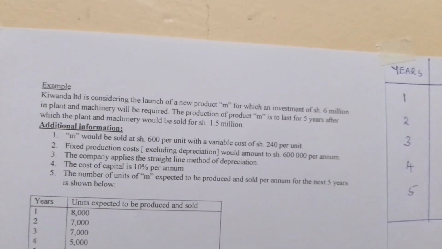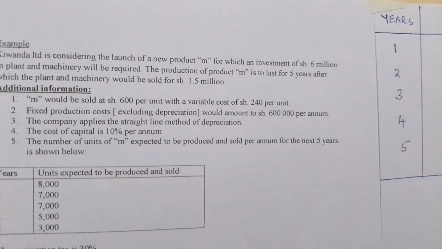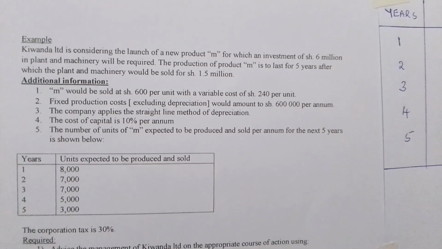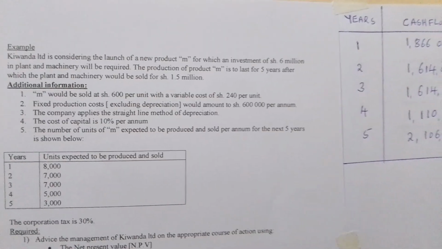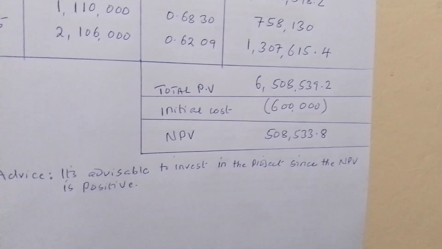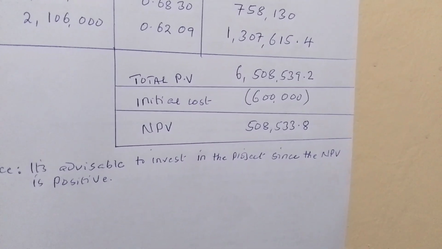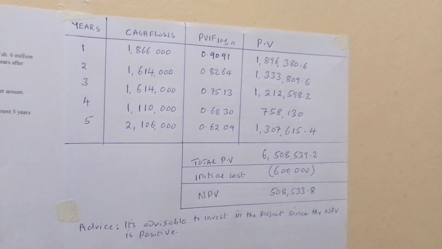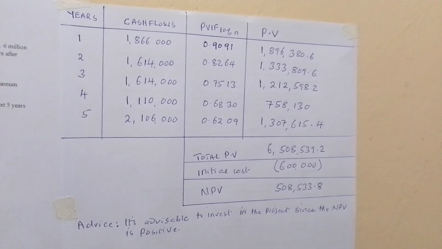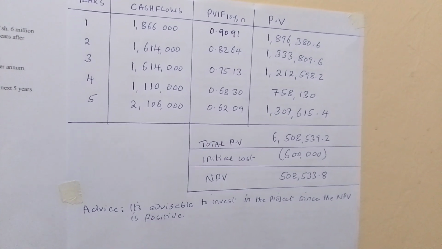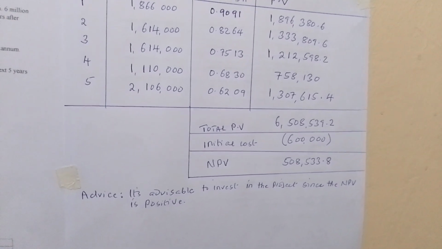You can rectify that because you have been told Kiwanda Limited is considering the launch of a new product M, for which an investment of 6 million shillings in plant and machinery will be required. So the initial capital outlay should be 6 million. That is what you are lessing, not 600,000. So if you take 6,508,539.2 minus 6 million, you get a net present value of 508,543.8, which is positive.